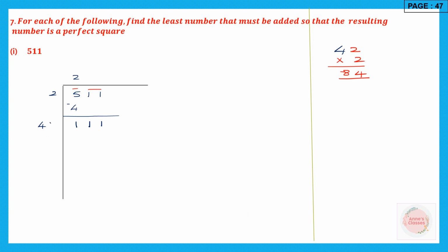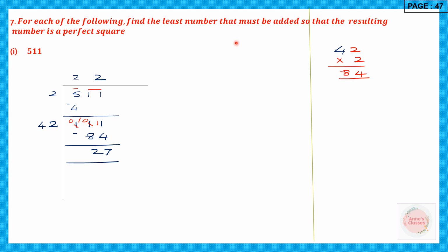So we'll write 2 here, multiply this by 2. So 42 into 2 is 84. Now when we subtract, what do we get? Now we need to borrow. So this is 11 minus 4 is 7. Again we need to borrow. So this becomes 10. 10 minus 8 is 2. So we have 27. Now children, listen very carefully.